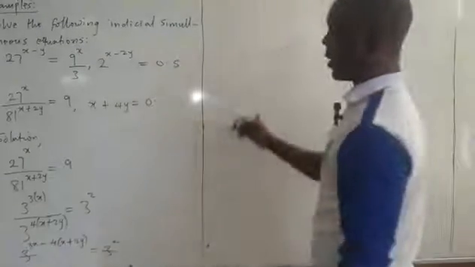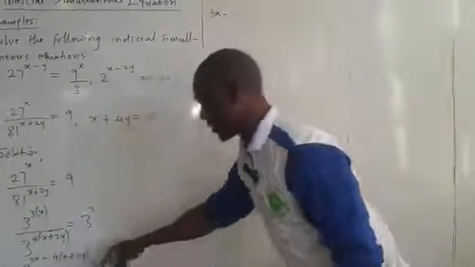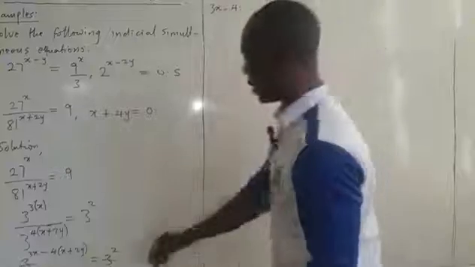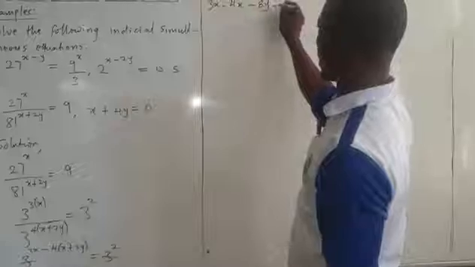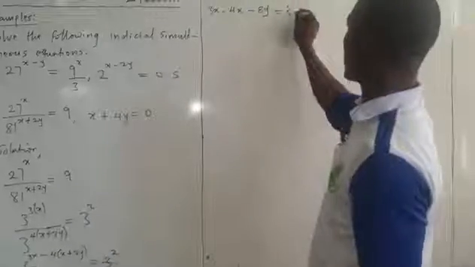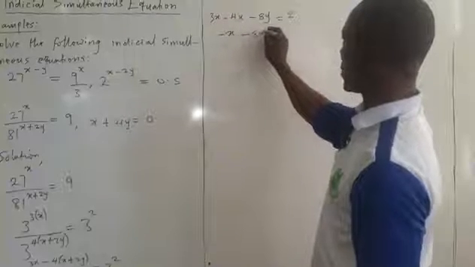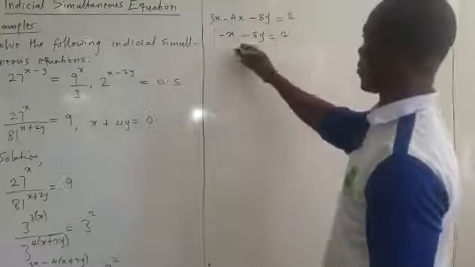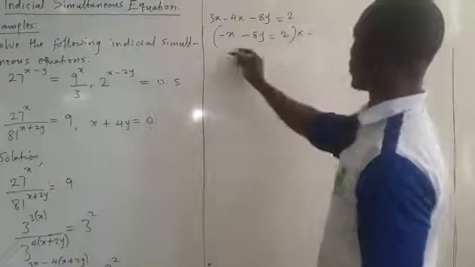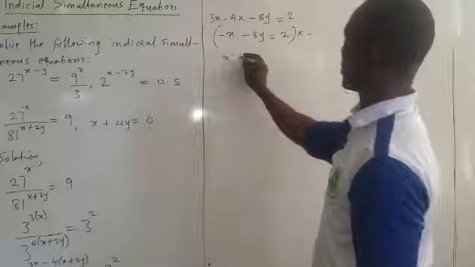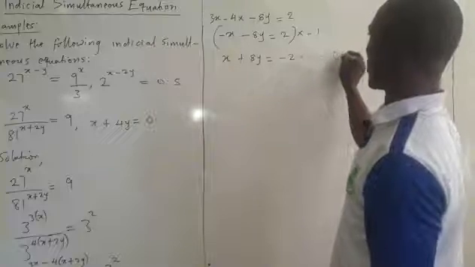So to equate the power, it's going to be 3x minus, open the bracket here, 4 times x is 4x. Then minus 4 times plus 2y, that's minus 8y equals to 2. So we now have 3x minus 4x, that's minus x minus 8y equals to 2. So we can multiply through by minus 1. So we have x plus 8y equals minus 2. So let's call this equation 1.